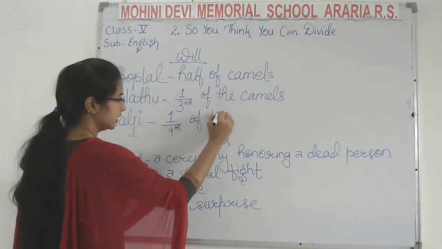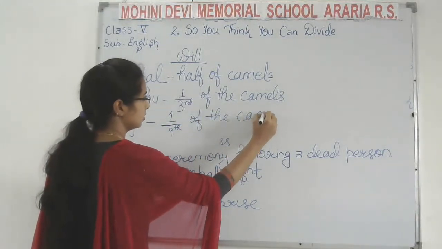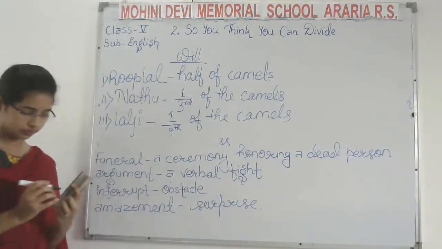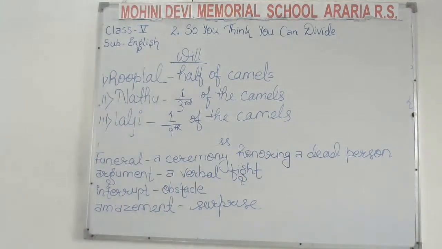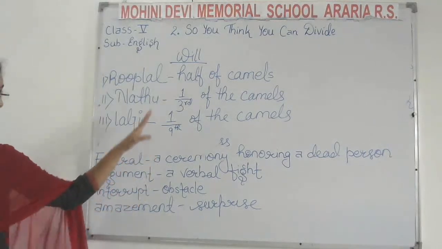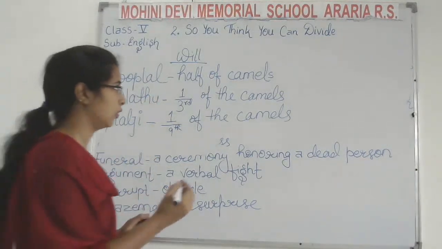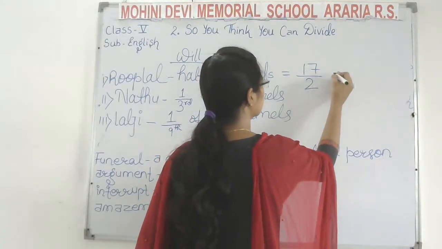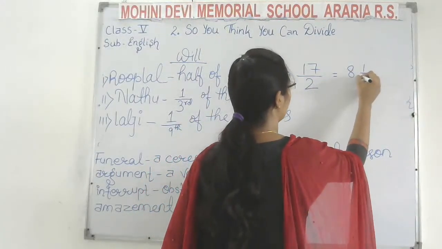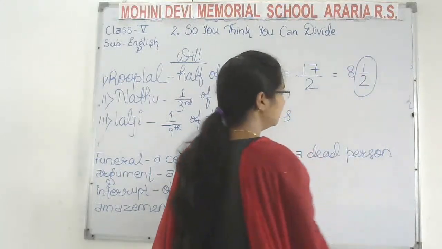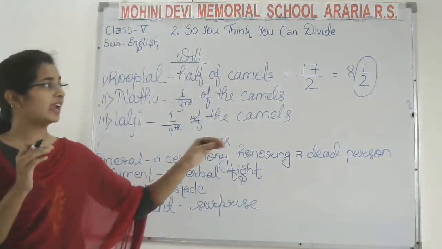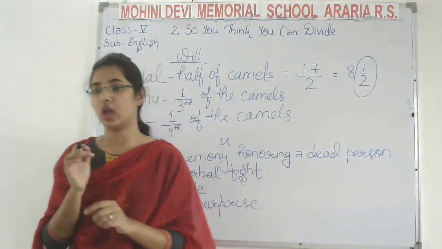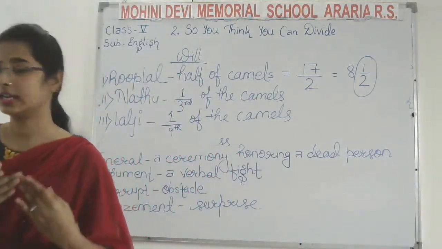1/9 of the camel. But Duklal said, father wanted me to have half of the camels, but half of the 70 is 8 and... So how do we divide half of the camel? How do I get half of the camel?